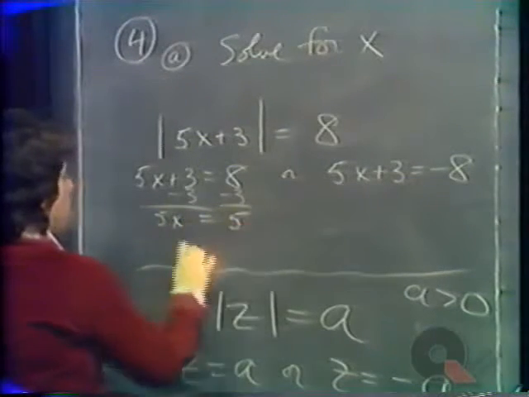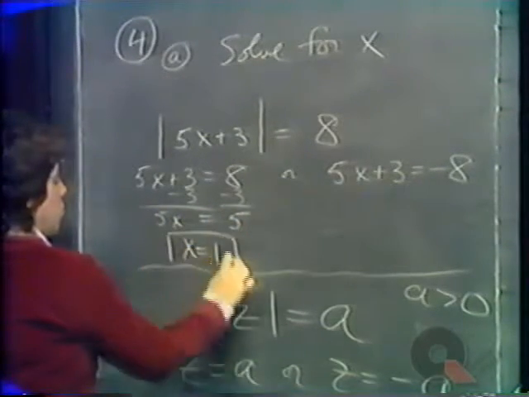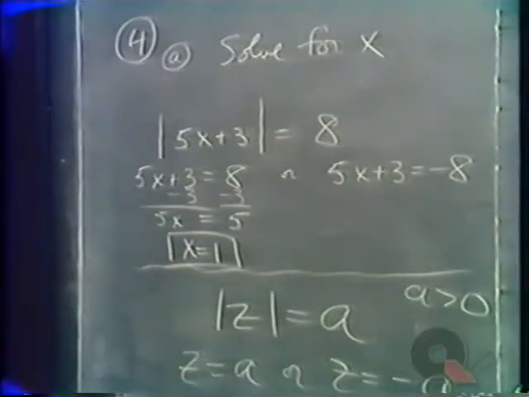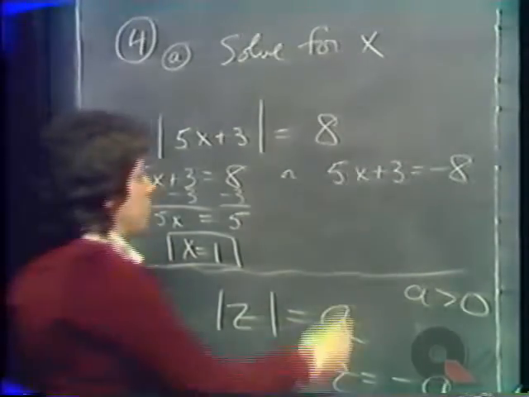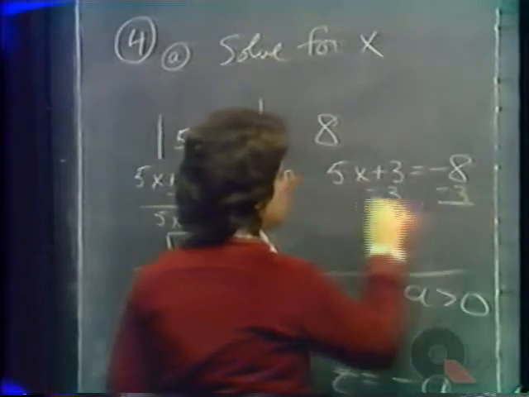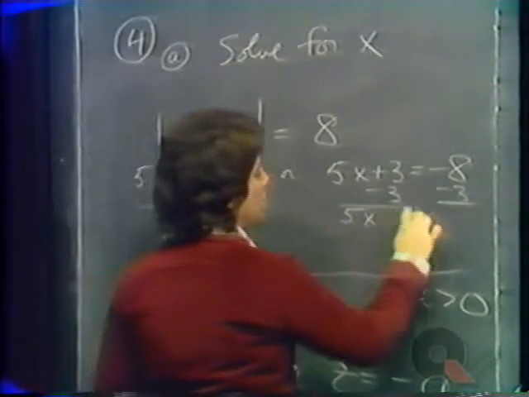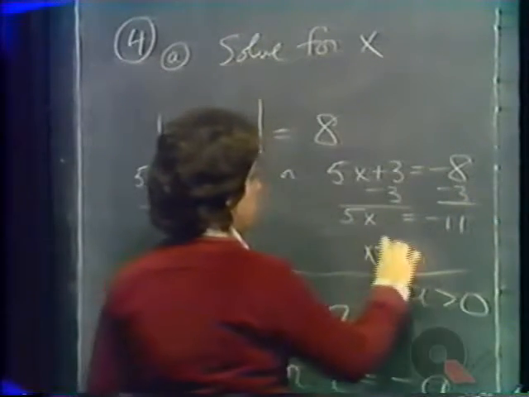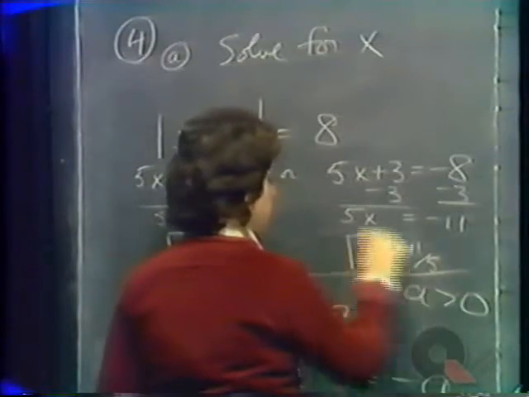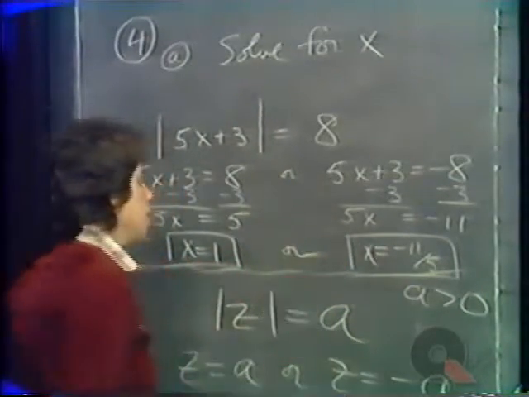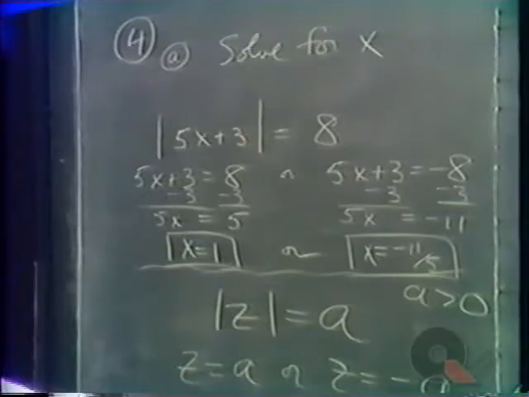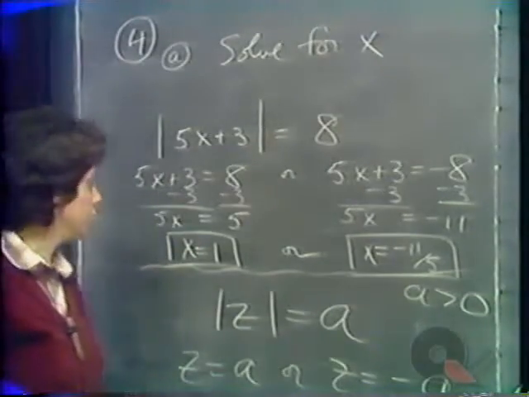5x equals 5. X equals 1 when you divide by 5. Here, subtracting 3 from both sides, 5x equals minus 11. X equals minus 11 fifths. So we have two possible answers, and we can easily check these in the original equation.